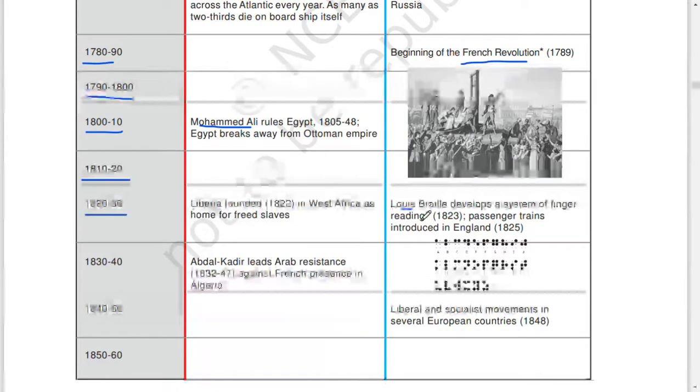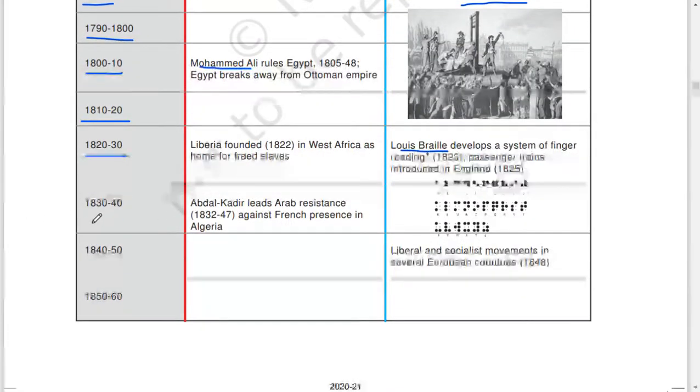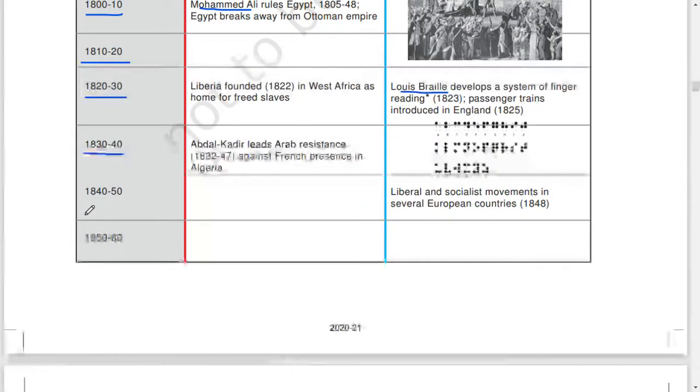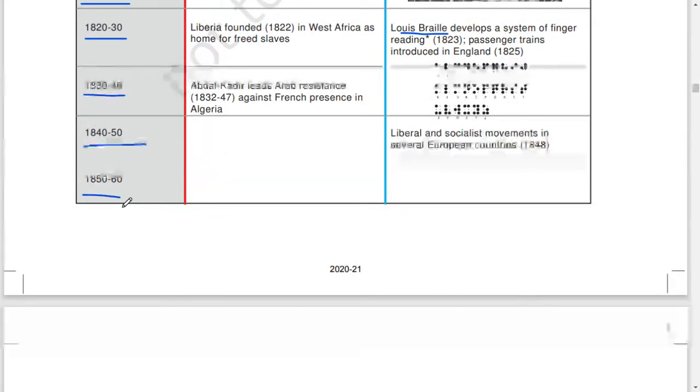Louis Braille develops a system of finger reading. 1823, passenger trains introduced in England, 1825. 1830 to 40, Abdul Qadir leads Arab resistance, 1832 to 47, against French presence in Algeria. 1840 to 50, liberal and socialist movements in several European countries, 1848. 1850 to 60.